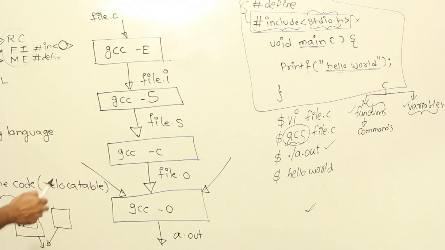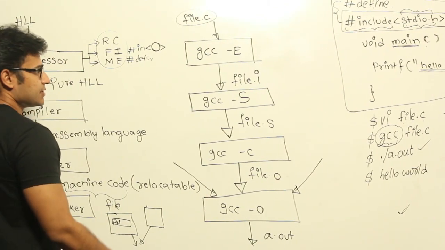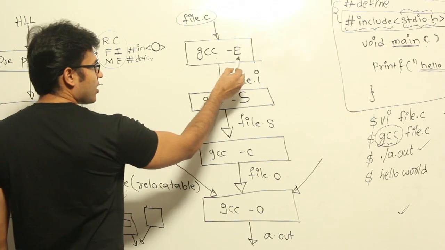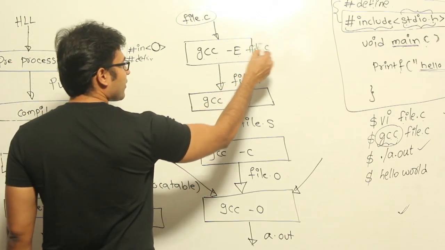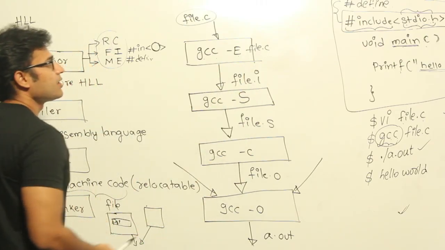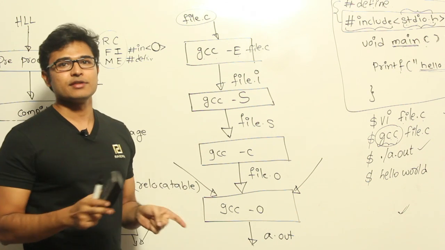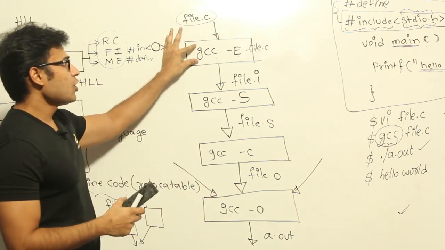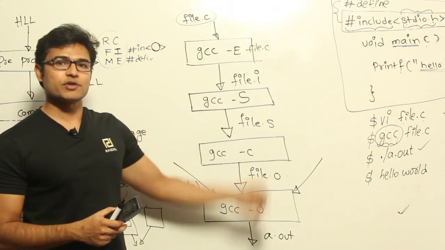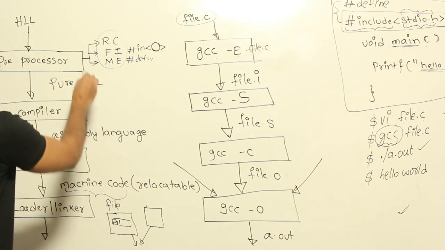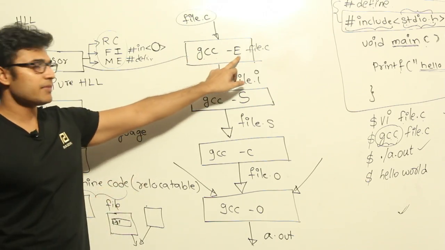Let us say your file is file.c. Now instead of directly giving GCC, you could give GCC -E followed by this file.c. If you use this command, you are going to get text printed on your screen. That text will show you how this file.c will look after the pre-processing phase, right? Therefore, if you want to see what happens after the pre-processor phase, you just use this command.